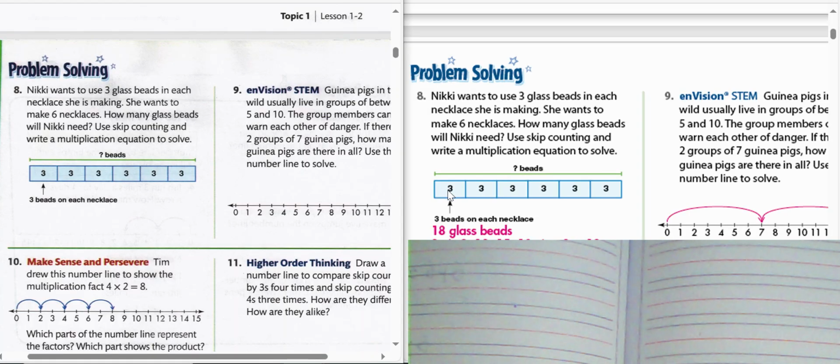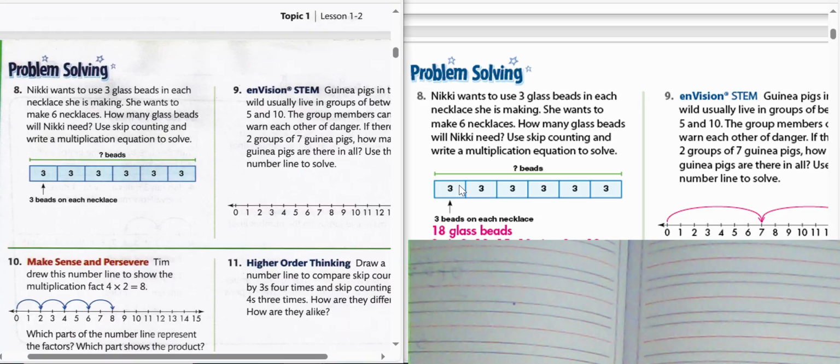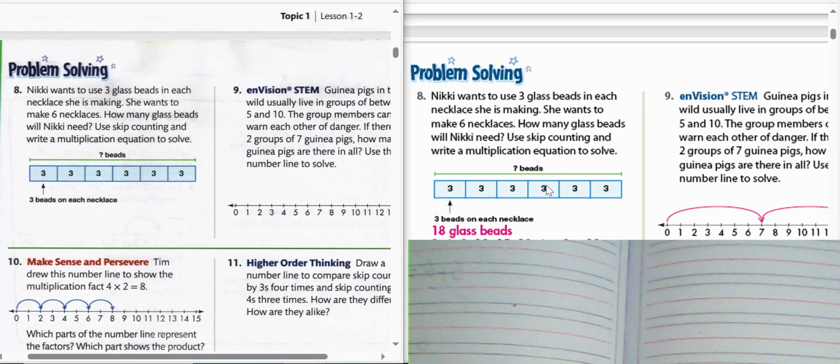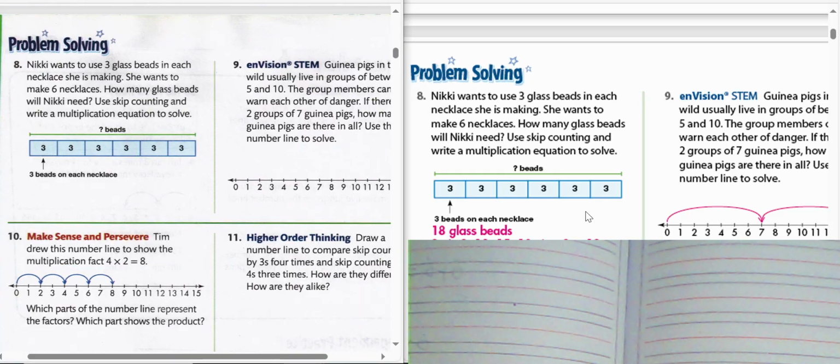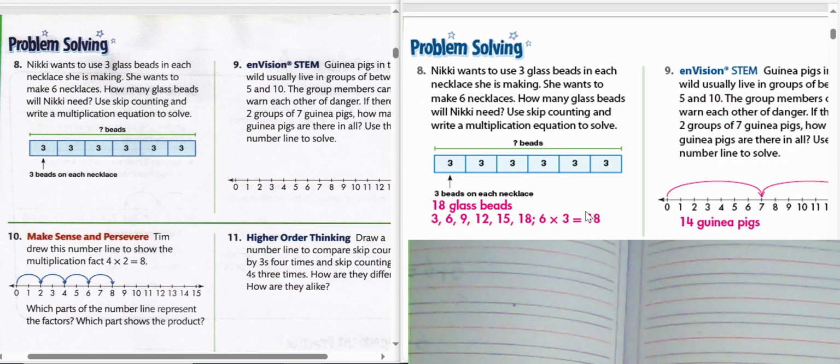I will write here 3 plus 3 plus 3 plus 3. Repeat how many number 3? 1, 2, 3, 4, 5, 6. 3 times 6 equals 18. The total number here will be 18 beads. 3, 6, 9, 12, 15, 18, and then 6 times 3 equals 18.